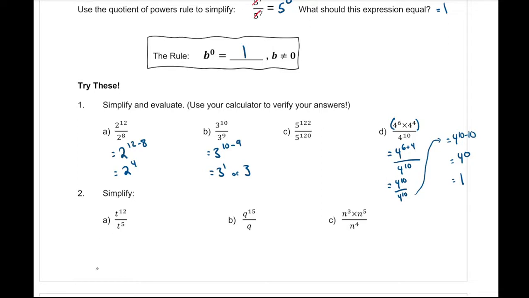For 2a, so even though I'm using letters, the same rule applies. t to the power of 12 minus 5, I get t to the power of 7. For b, q to the power of 15 divided by q, or q to the power of 1, means 15 minus 1. I get q to the power of 14. So I'll leave c in both examples, or both numbers, for you to try on your own.